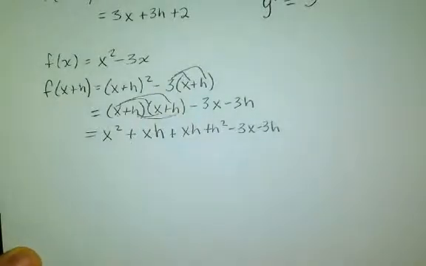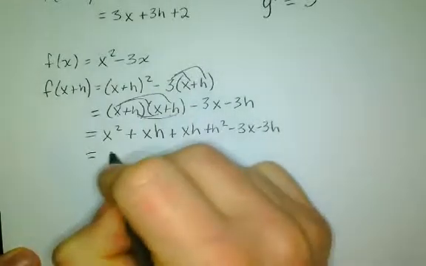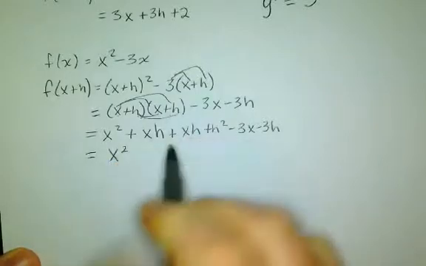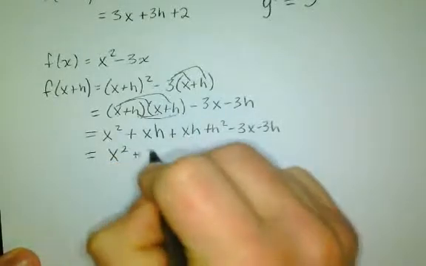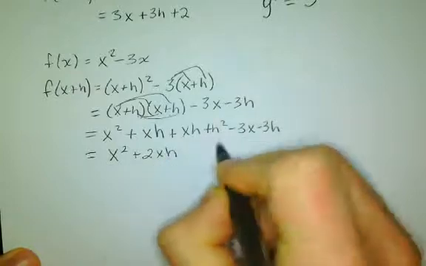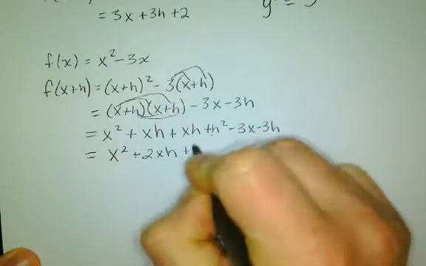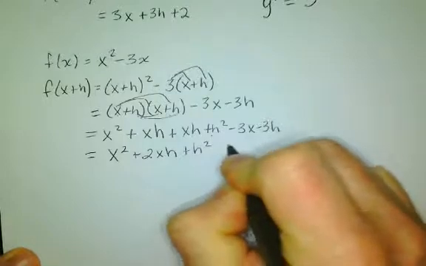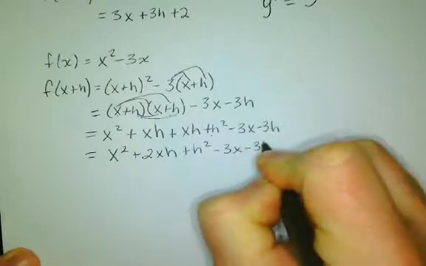Now I just want to combine like terms, and then I'll be all set up. So I have x squared, I have 2xh plus an h squared minus 3x minus 3h.